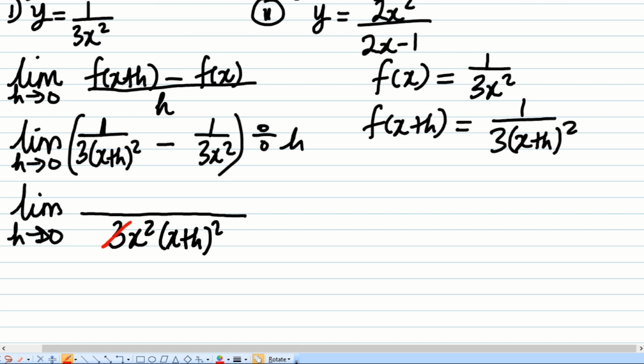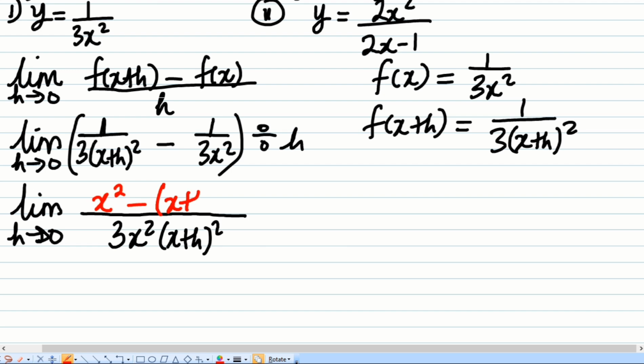Now when we divide, notice that 3 will cancel 3, and x plus h squared will cancel x plus h squared, leaving only x squared. And then x squared times 1 is still x squared. So what we're going to have there is what? x squared. So x squared minus, now notice that 3x squared is going to cancel 3x squared here. What we're going to have left is x plus h squared, and times 1 is still x plus h squared.